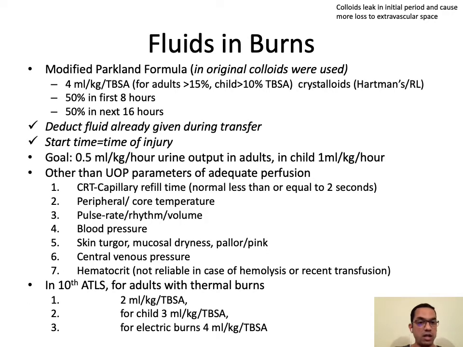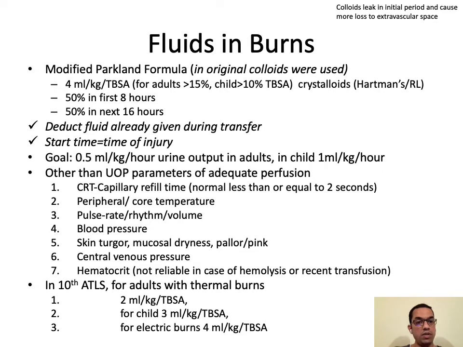However, the modified Parkland formula which we need to know is 4 milliliters per kilogram per total body surface area which is burnt, and you'll start for any adult presenting with more than 15% of TBSA, and for any child with more than 10% of TBSA.